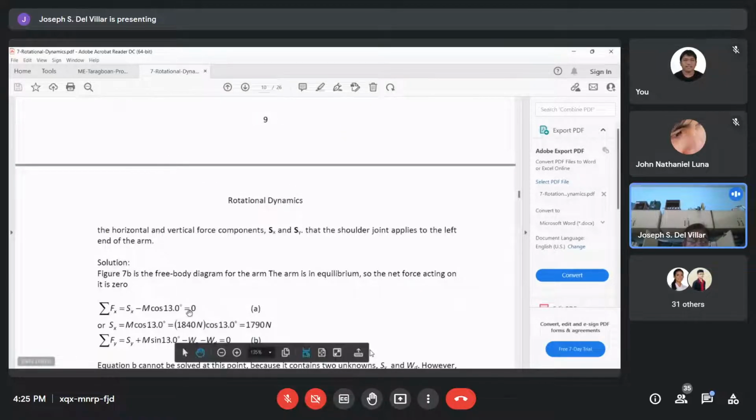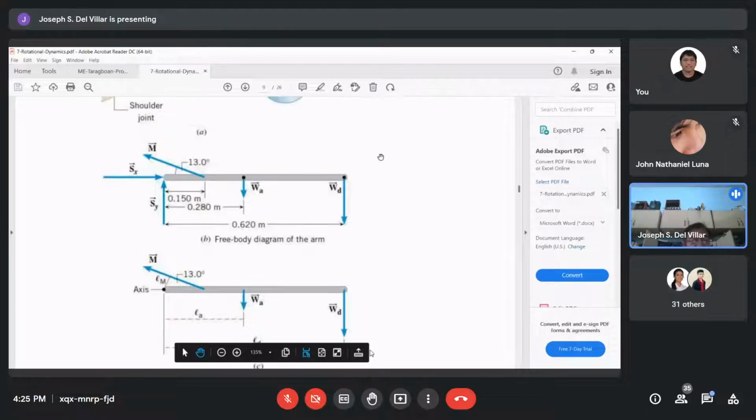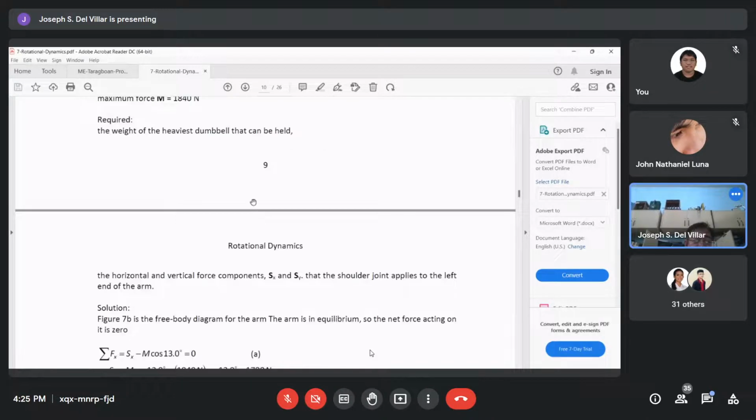This is equation A. Did you get why it is like this? We are summing up the horizontal forces. There are only two horizontal forces, Sx and the x component of M. It happens that the x component of M is going to the left, so it is negative. So Sx towards the right is positive. So Sx minus M cosine 13 equal to 0.